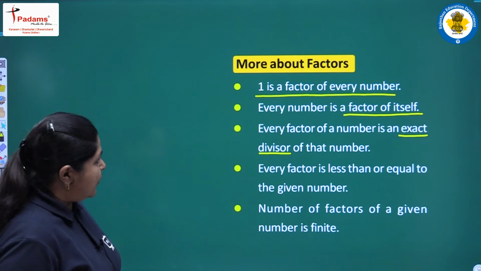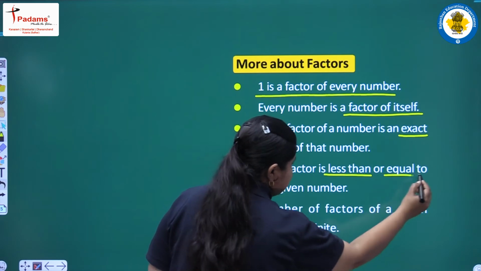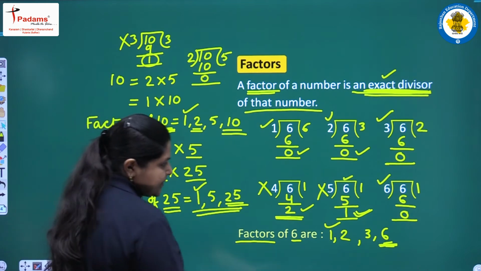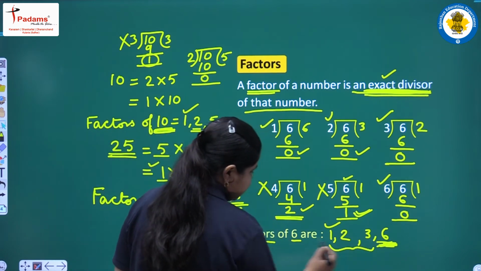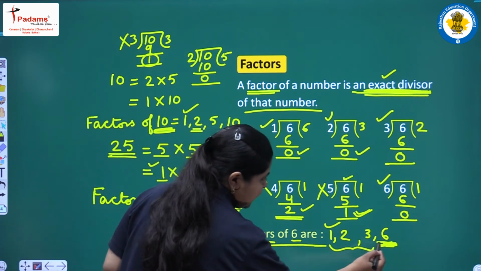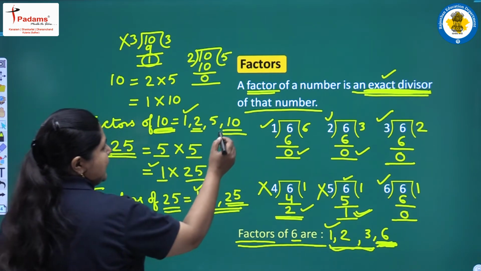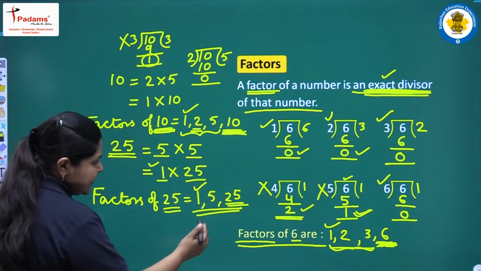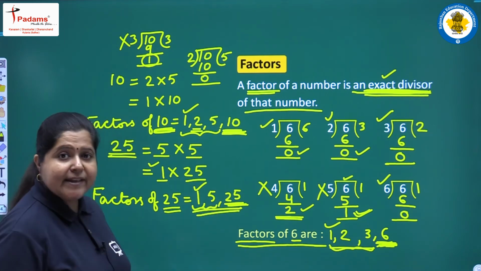And now, which is the next point? Every factor is less than or equal to the given number. You can see when we were discussing the factors, all these 3 numbers are less than 6 and this number is equal to 6. Taking into consideration the factors of 6, we find that this is equal to 6 and the remaining are less than 6. In case of 10 also, this one is equal to 10 and the others are less than 10. Here also this is equal to 25 but these are less than 25.